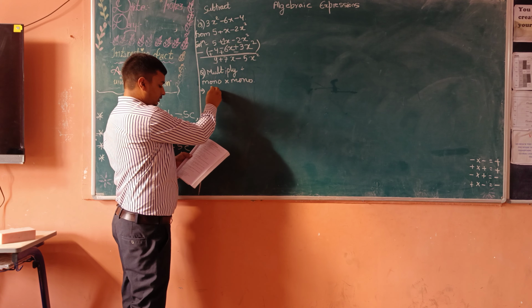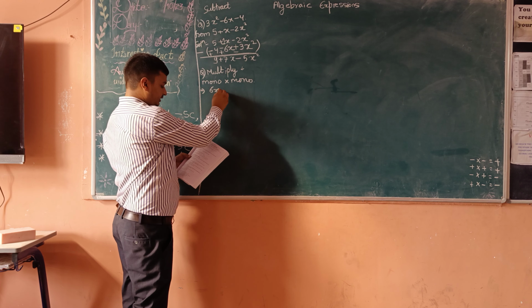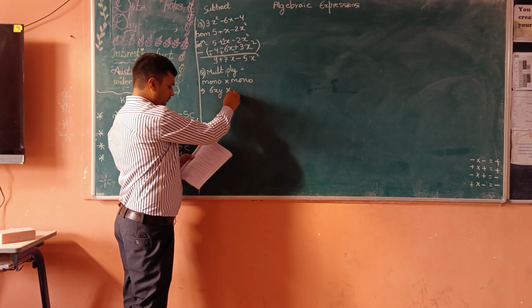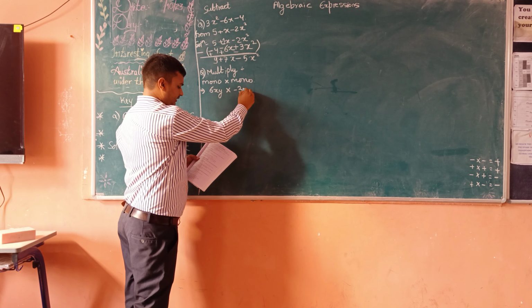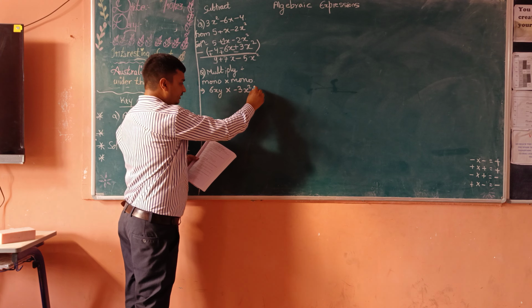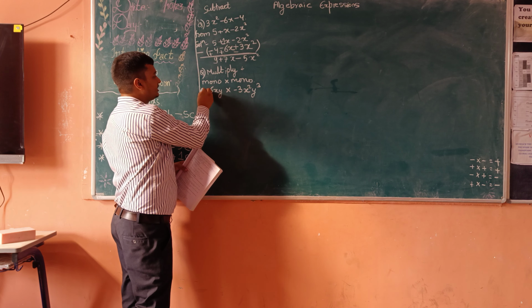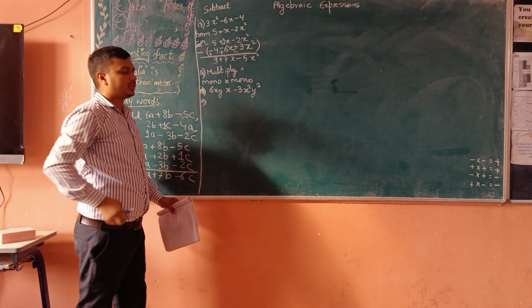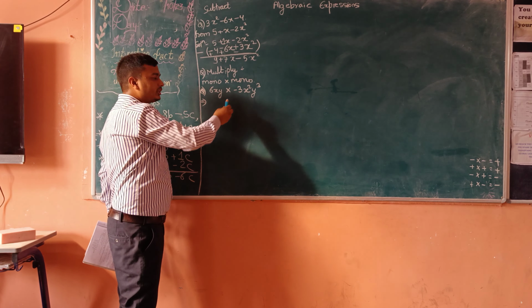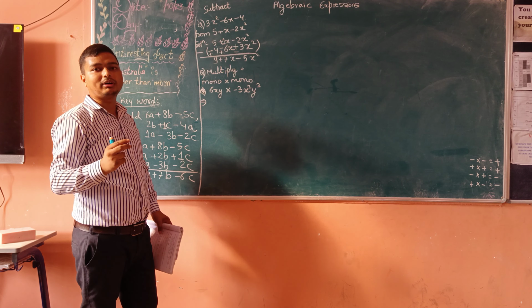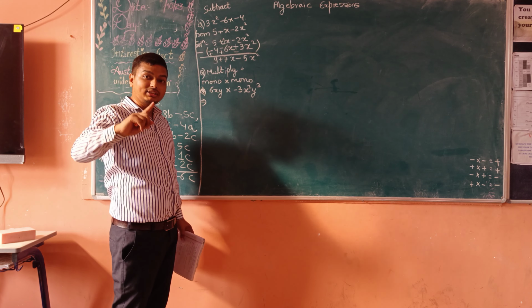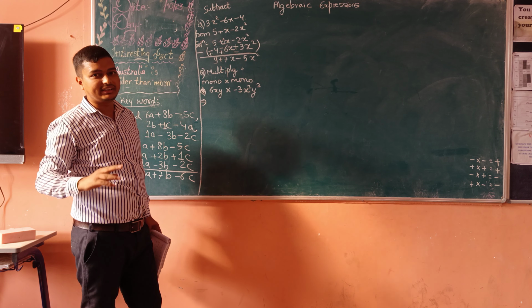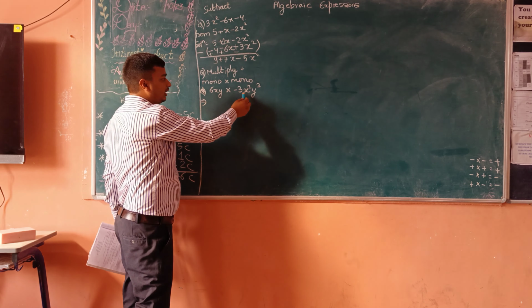Now first it is written over there, the question: 6xy into minus 3x square y cube. This is the question, we need to solve it. Now how to solve that? For that you should remember the logic of the exponent and power. Those students who are not able to understand, you can check my video on exponent and power, you will get the idea.